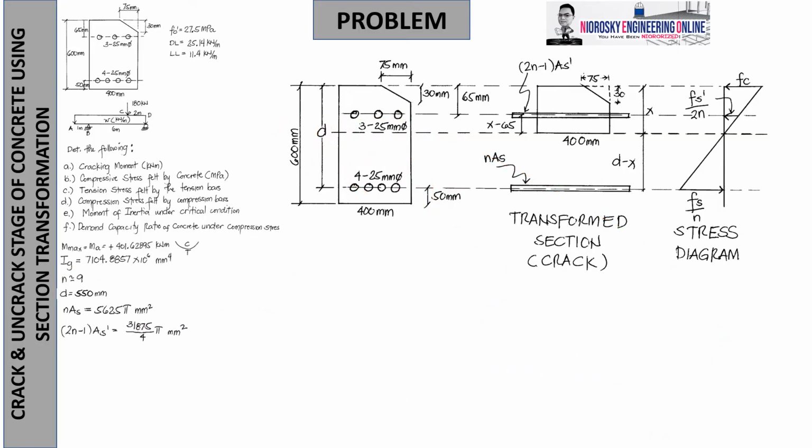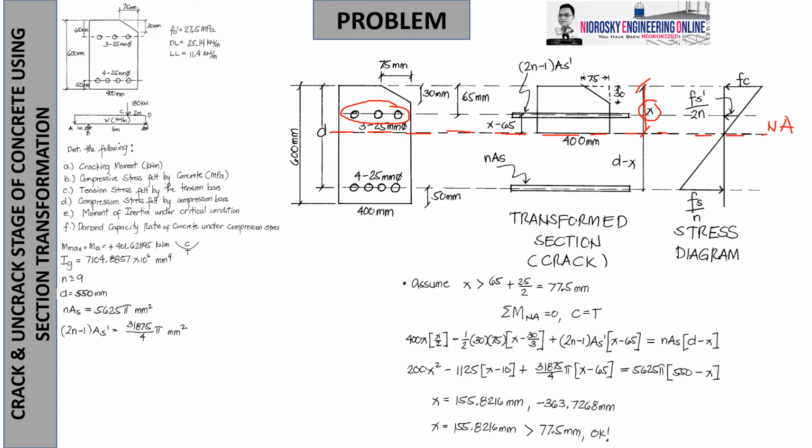Okay, so what we're going to do is now assume the location of the neutral axis. Okay, so this is the neutral axis. So my assumption is I put here as a distance of x. So ito yung distance of x ko. Okay, at pinalagpas ko siya sa compression bar. So therefore there can be an assumption to be checked. Now I assume that my x is more than 65 plus 725 over 2, kasi may kalahati pa yung bakal mo, no? Kailangan lagpas talaga dito muna. That's why I let x to be more than 77.5.